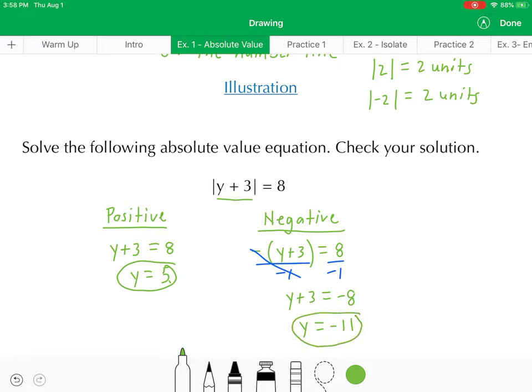So recap here, in the positive case, all I did was I took the expression inside the absolute value, I treated that as a positive quantity and set it equal to 8 and solved. And then for the negative case, I took the expression that was inside the absolute value and I treated it like a negative quantity, set that equal to the distance of 8, and solve for y.